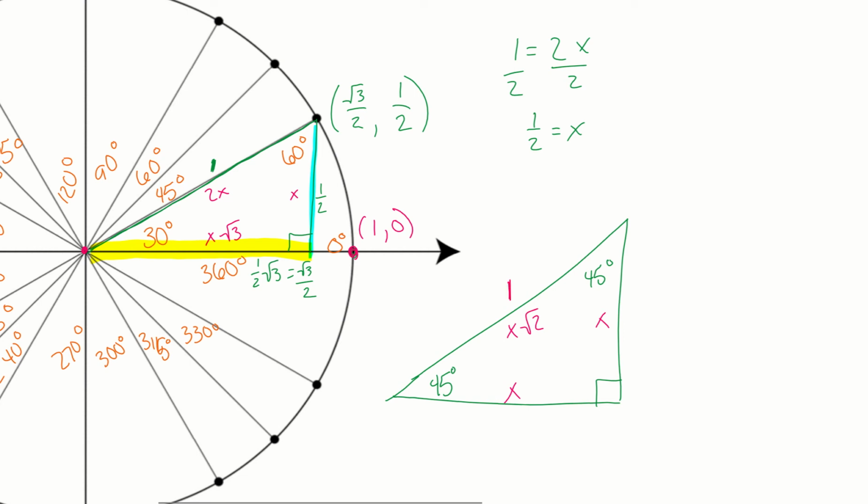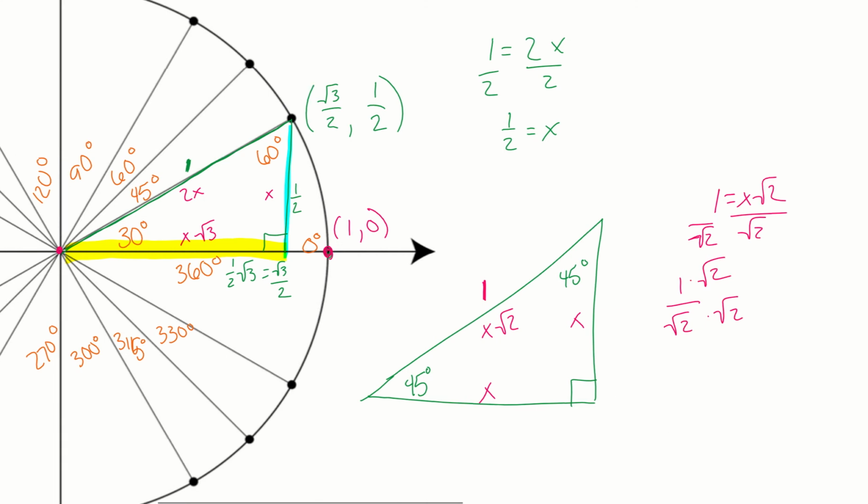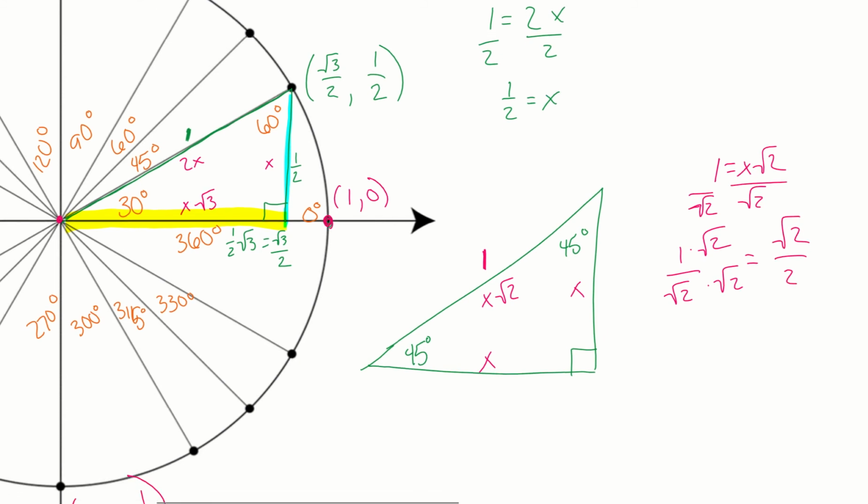I know that my radius is 1, and so I need to go from there. So I have 1 equals x root 2. We can go ahead and divide by root 2. Of course, I need to rationalize, so I have 1 over root 2. I'm going to multiply the top and the bottom by root 2. So remember, we do not want a square root in the denominator. So what that's going to give me is root 2 all over 2, and that is going to be my x value.